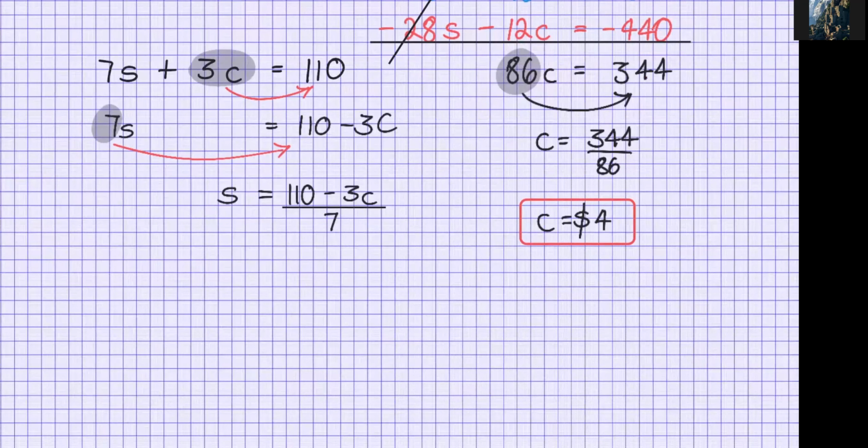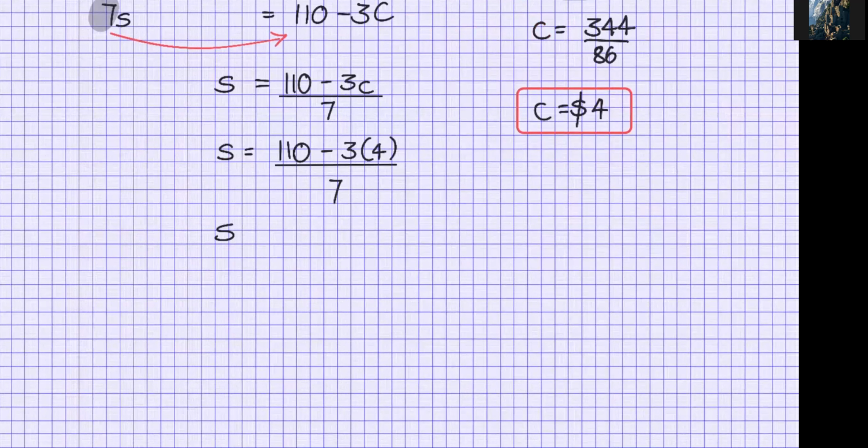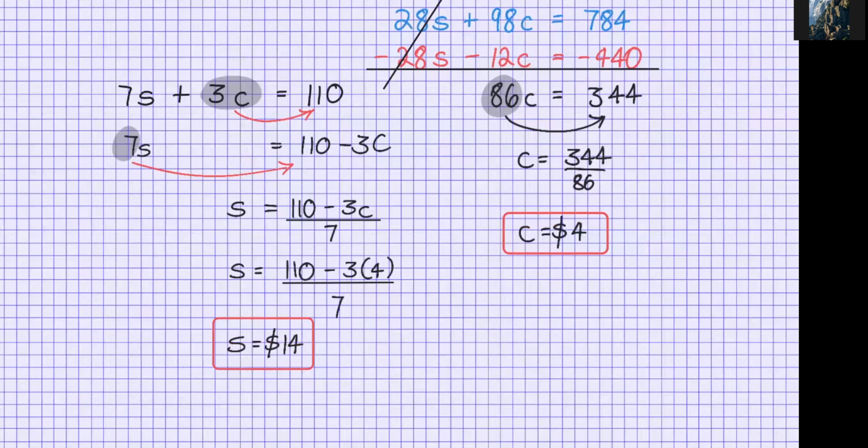So I can do now the substitution. S will be 110 minus 3 times 4, and everything will be divided by 7. So my S equals 2, let's put these in the calculator, $14. So I have the price of my senior citizen ticket.